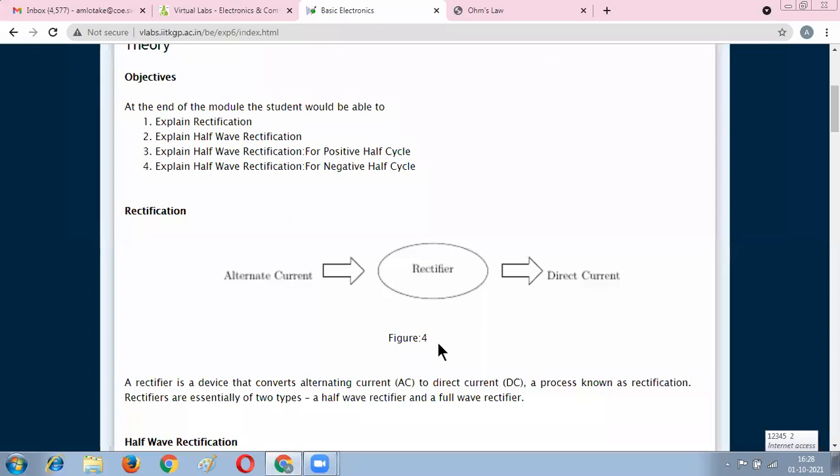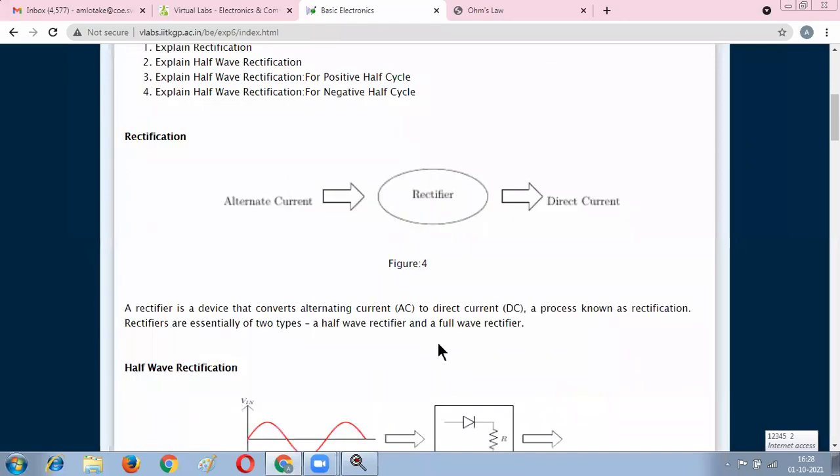So a rectifier is a device which converts alternating voltage or current into direct current or voltage, that is, a pulsating output. That process is called rectification. There are two types of rectifier: half wave rectifier and full wave rectifier. In the full wave rectifier again there are the bridge rectifier and the center tap rectifier.